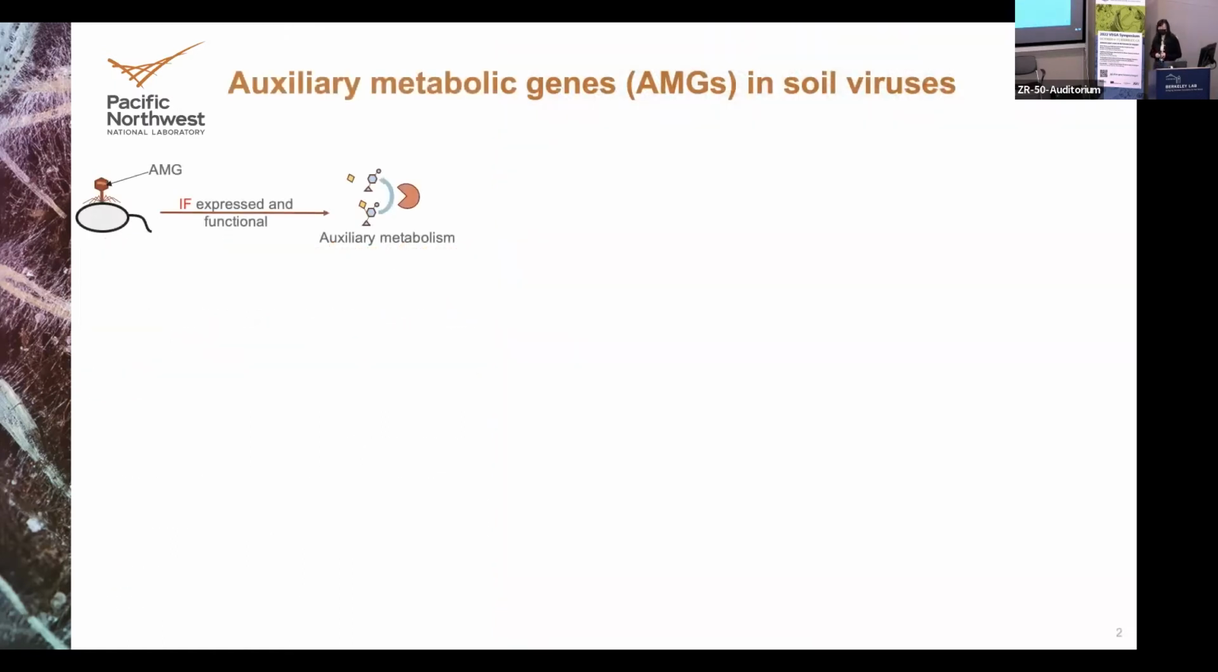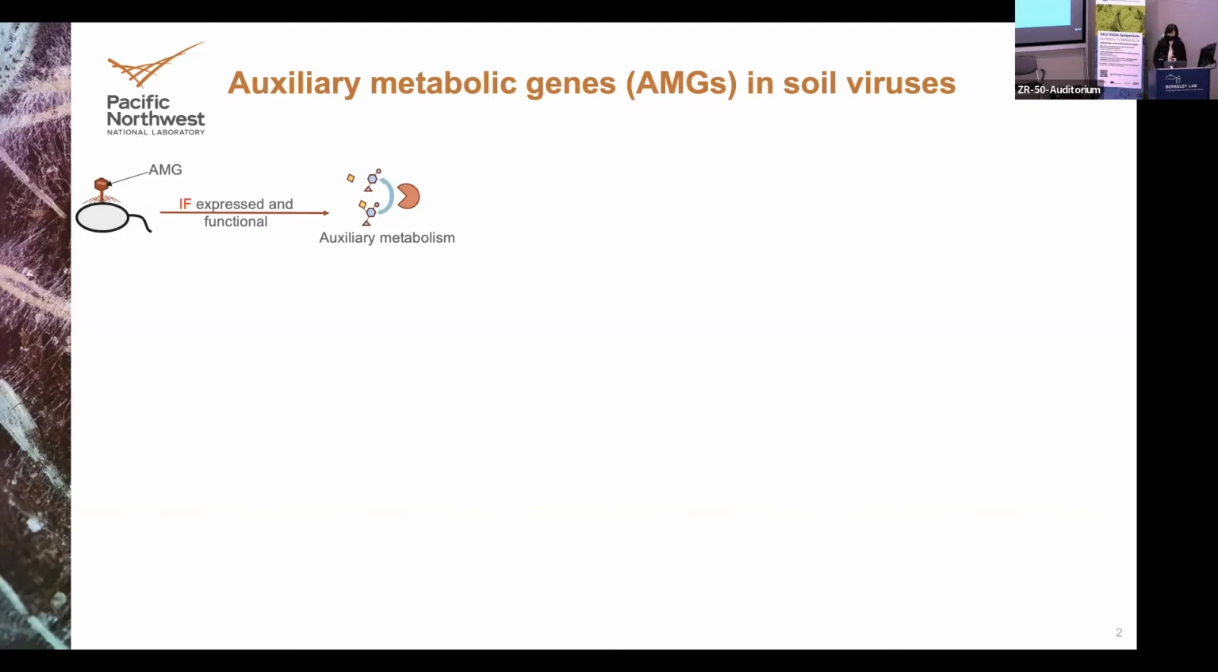Recently, there are increasing numbers of studies reporting that soil viruses could also carry auxiliary metabolic genes, or AMGs. And AMGs are viral versions of metabolic genes that are not directly needed for viral replication, but they can redirect the energy and resources in the host cells or modulate the host metabolisms if they can be expressed and functional. And the majority of those AMGs detected on soil viruses are found to be involved in some carbon-relevant metabolic pathways.